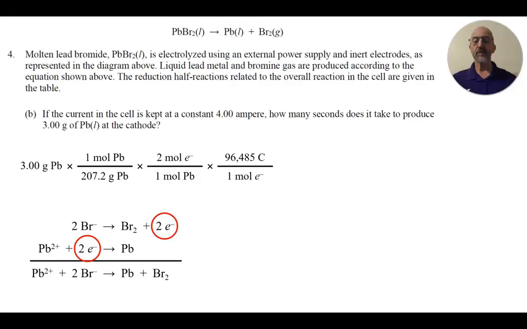So there are 4 coulombs per second. But if you're wondering, how do you know that 4 amps is actually 4 coulombs per second? This is also on the AP Chemistry Equations and Constants sheet.